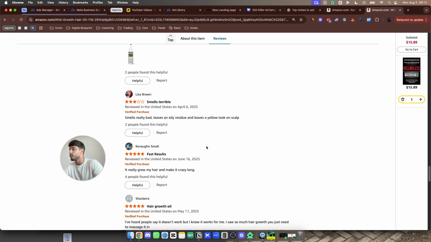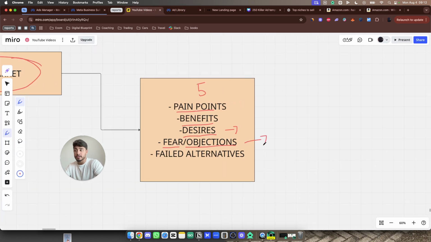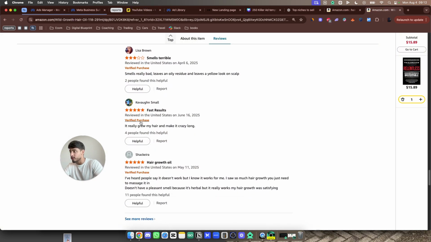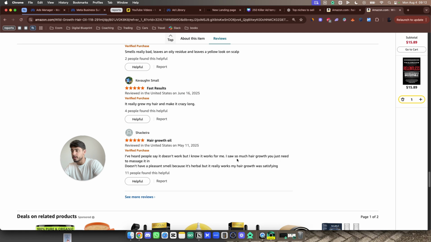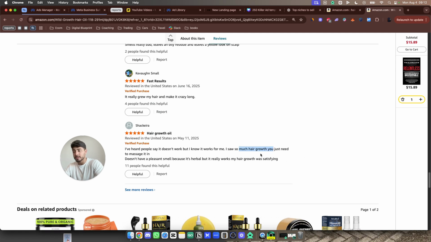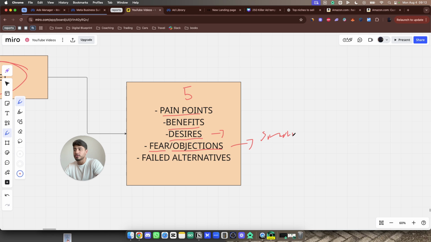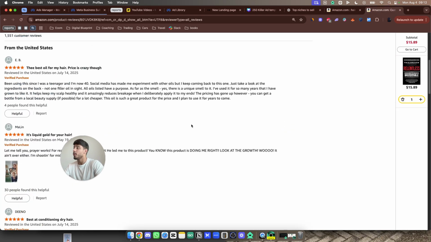Now, when we go over here, smells really bad, leaves an oily residue. Okay, so smells really bad, oily residue: these are fears and objections. They don't want that, right? And then here also, grew my hair, people saw so much hair growth. You need to massage it in. There's also something that says it doesn't have a pleasant smell because it's herbal. So we see again and again that the smell isn't good. So lots of objections on that part. We can go into that.